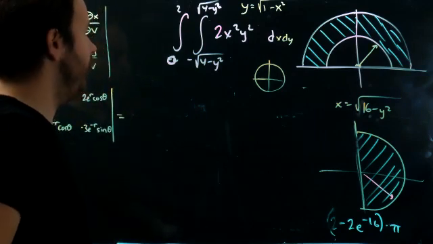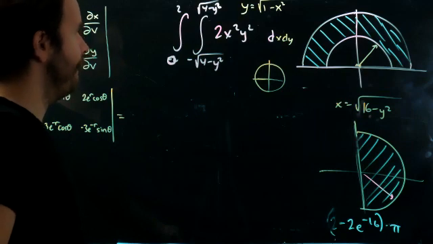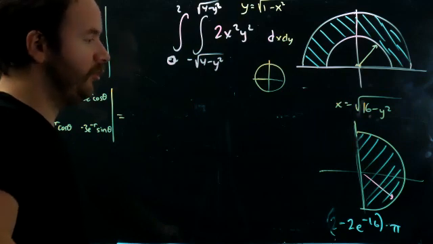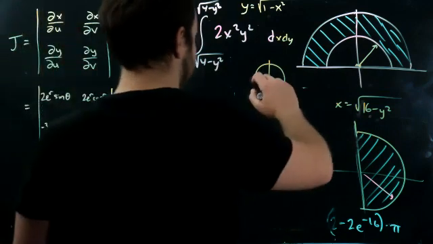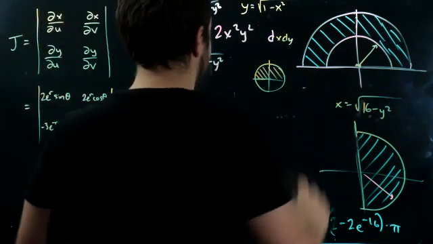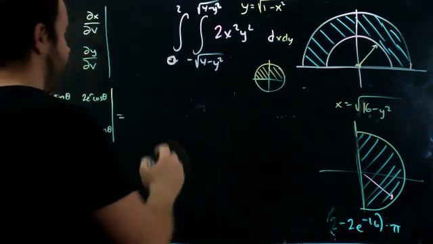What are my bounds on y though? Y goes from where to where? 0 to 2. So 0 to 2 means which part of that circle do I want? Top half, right? So I just want that, okay? Let's convert this to polar now.